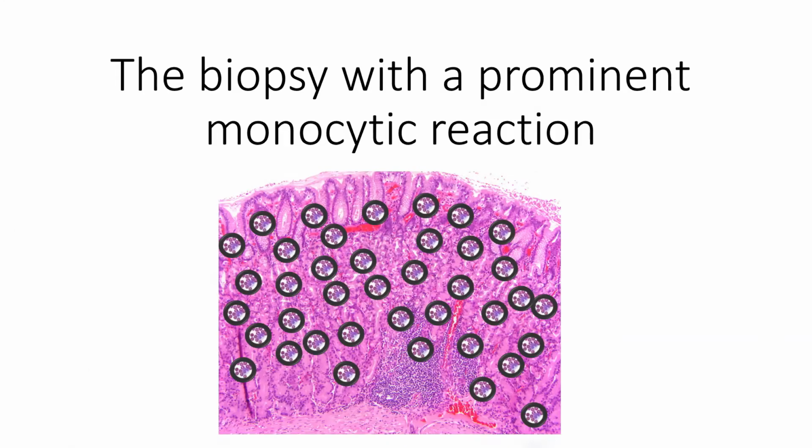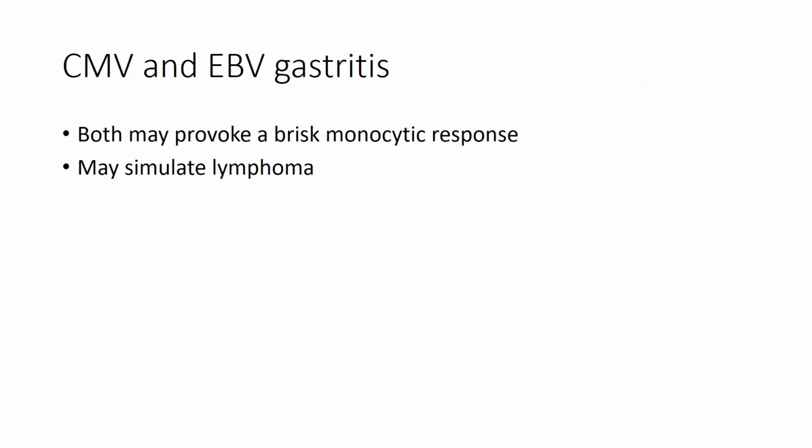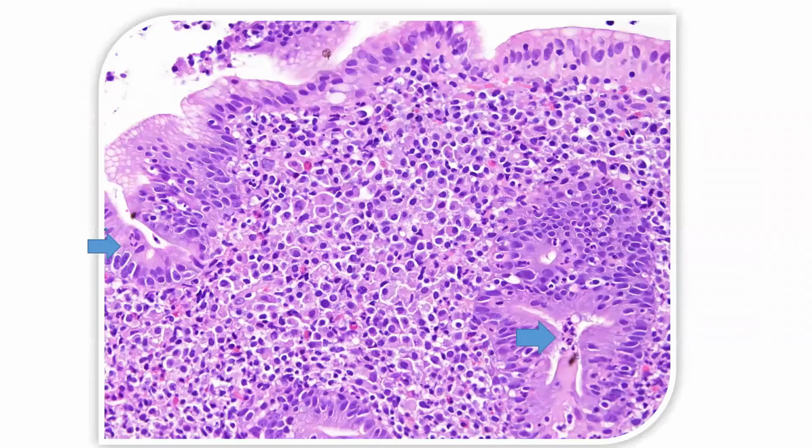And finally, we're going to mention the biopsy with a prominent monocytic reaction. And this is seen in patients with either CMV and EBV gastritis. And the importance of this pattern is that it may simulate lymphoma, as in this example showing these big monocytic cells. But notice that the clue here is the background of active inflammation as seen here and here. And this should be your clue to the fact that you may be dealing with either EBV or CMV infection.